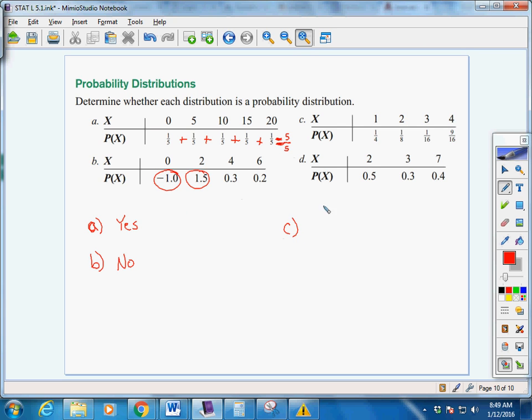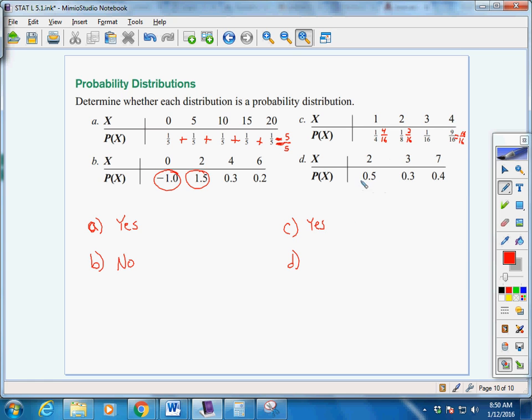Part C, probability distribution. Well, if I look at all the individual probabilities, they all are between 0 and 1. If I were to add them all up, so that's like saying 4/16, and that's like saying, times 2, 2/16. 4 plus 2 is 6, plus 1 is 7, plus 9 is 16. So yeah, that works out to 16/16 or 1. So yes, this is a probability distribution.